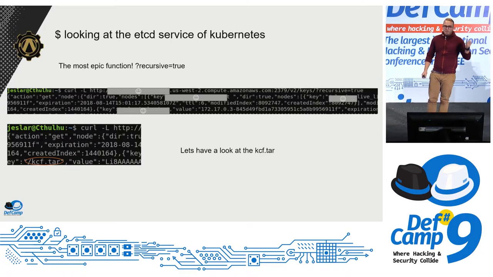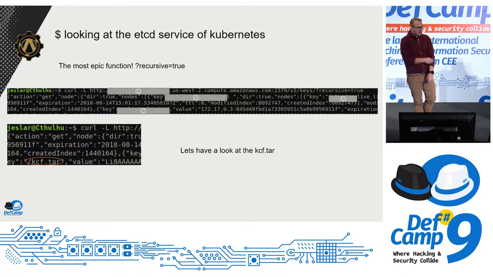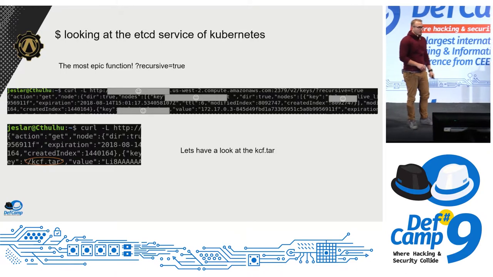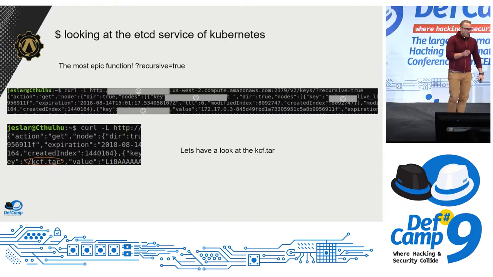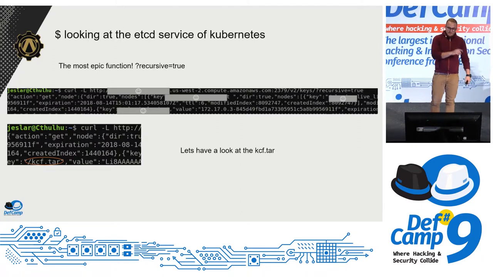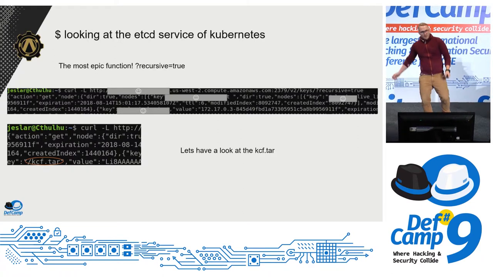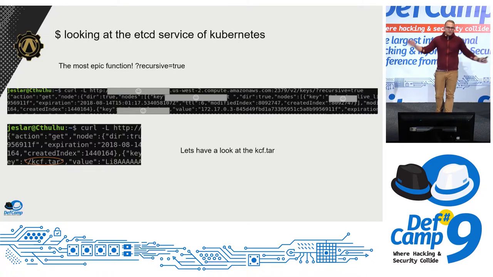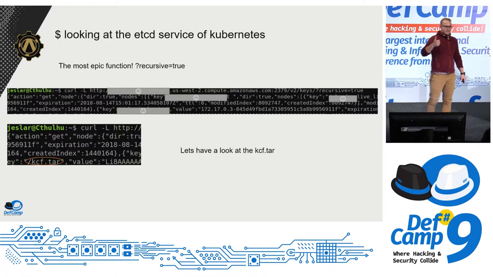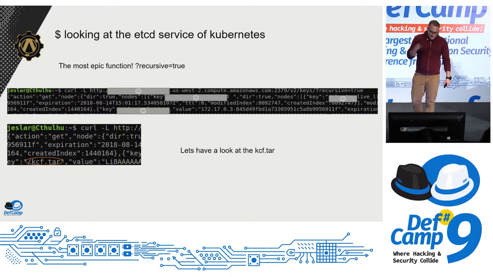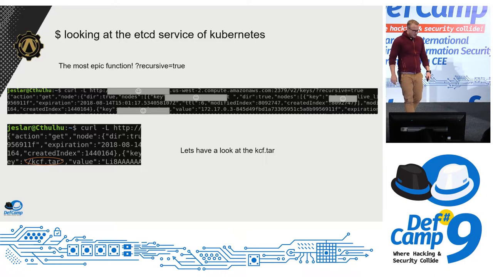The most epic function ever is ?recursive=true. Anyone know what it does? It's more or less like a directory traversal thing. We know that there is a path called v2/keys, right? So we throw in recursive=true, and it gives us the entire subset from that trailing slash all the way down. So it gives us all the keys and all the namespaces that are configured there. Super convenient. And I dug around, and I found this kcf.tar.